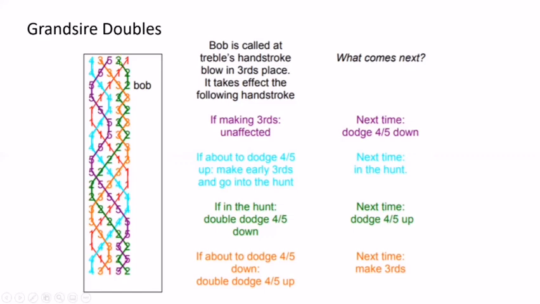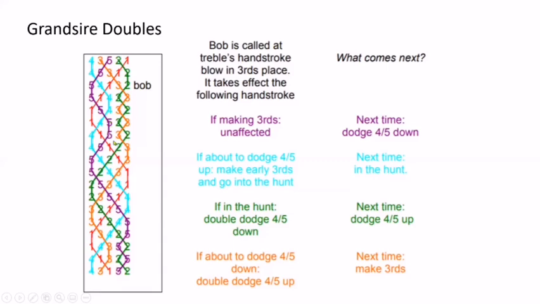Now have a look at the bell that's in the hunt. When the bob is called, this bell double dodges 4/5 down, comes out of the hunt. Finally, look at the bell that would have dodged 4/5 down. It dodges straight away at the bob, which means it dodges twice in 4/5 up with the bell that's coming out of the hunt. So 2 bells are double dodging 4/5 at the bob, and 2 different bells are making thirds. One wasn't expecting to, and the other was going to do it anyway.